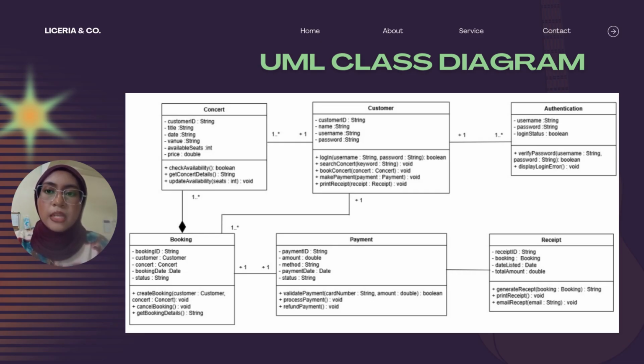As you can see here, customer and authentication use an association relationship. Association is where the classes can exist independently. Same goes with concert and customer, booking and payment, and lastly payment and receipt. But it's quite different with concert and booking, where the relationship is composition. Composition is where one class cannot exist without the other.